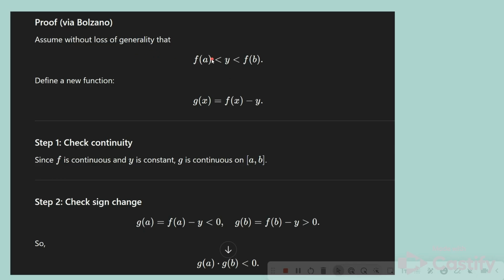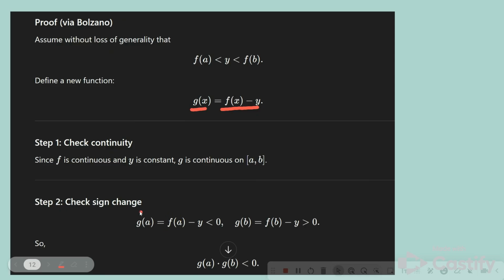Then it starts bringing up assume without loss of generality, f of a less than y, less than f of b, that's fine. They also bring out this new function g of x equals f of x minus y. But the problem is, they're not stating where they're getting this from. They just write it and then continue on with the proof without ever explaining how it's going to come into play. They're just writing out each individual step without explaining why they're doing each individual step, and you just have to follow it and just hope that it's right. It doesn't say where it's getting this from.